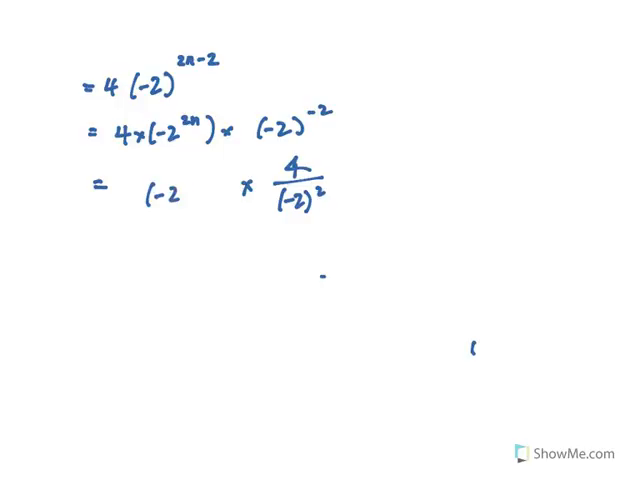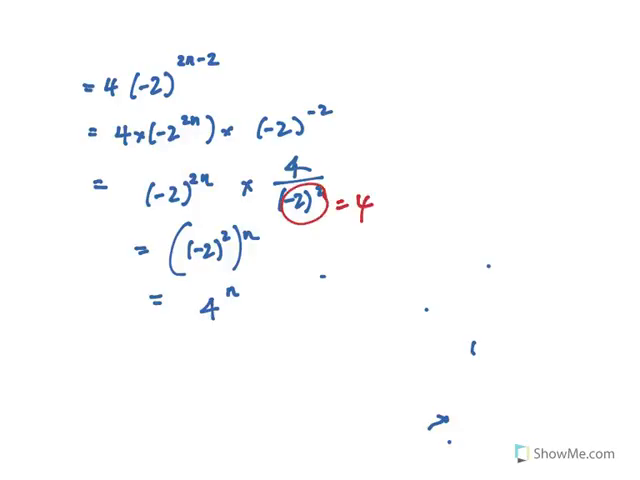-2 to the power of 2n is the same as -2 to the power of 2, bracket n. This is the same as -2 squared, to the power of n, so it is actually the same as 4 to the power of n. And on the right hand side, you see that the denominator is also equal to 4, since -2 squared is 4. So 4 over 4 cancels to be 1. The most simplified answer is just 4 to the power of n. And that is your question 3.